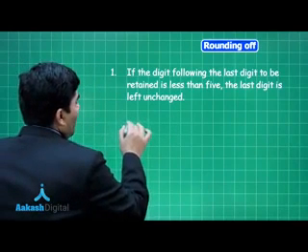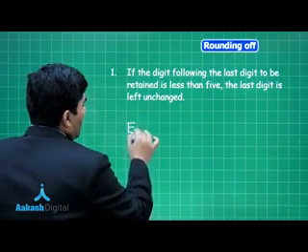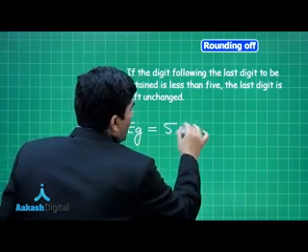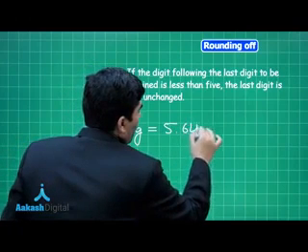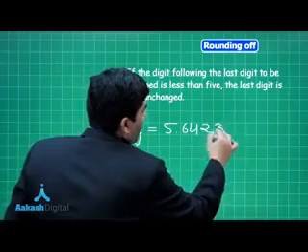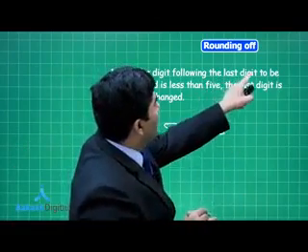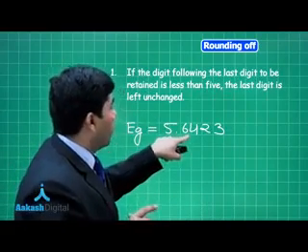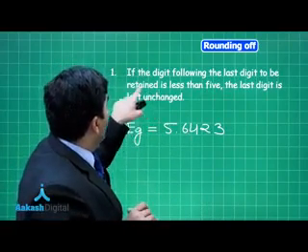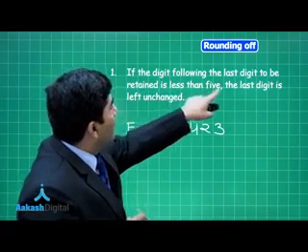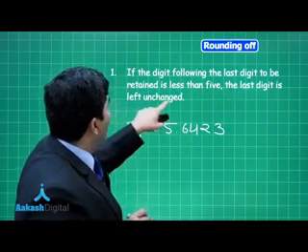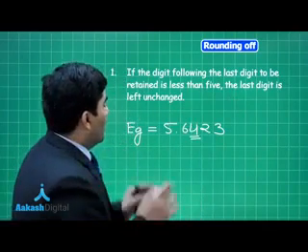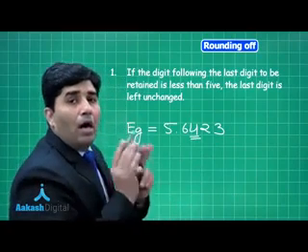Suppose we have an example like 5.6423. Now what is it saying? Last digit to be retained. Now I want to retain 4, right? So it is saying if the digit following the retained digit is less than 5, the last digit is left unchanged. So I want to retain this 4, so this digit will be unchanged.